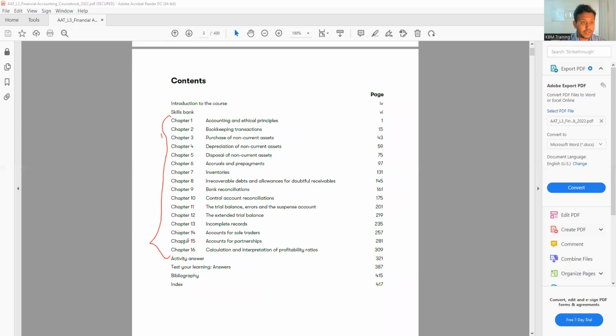And we'll go very slowly. We'll go one by one. We explain every single thing we have in each chapter. We need to make sure we understand everything and every single activity we have in the chapter. We're going to complete that.